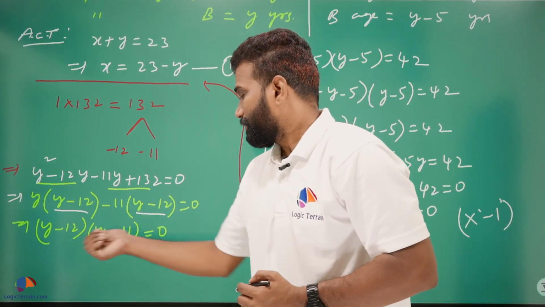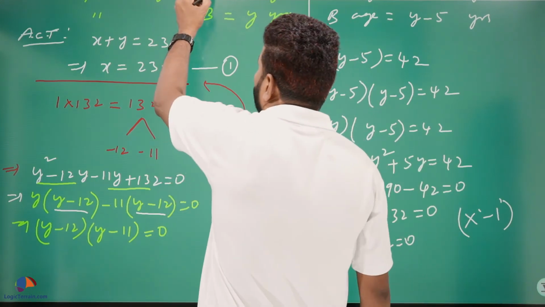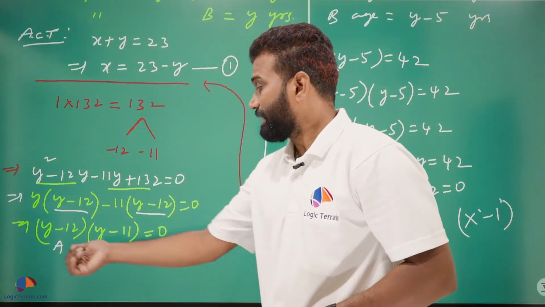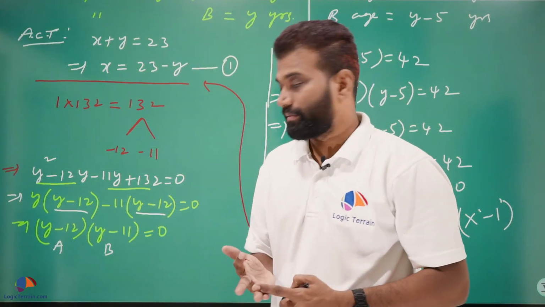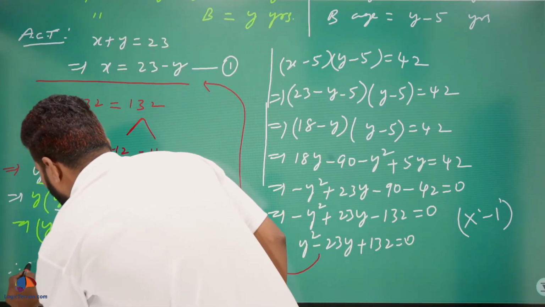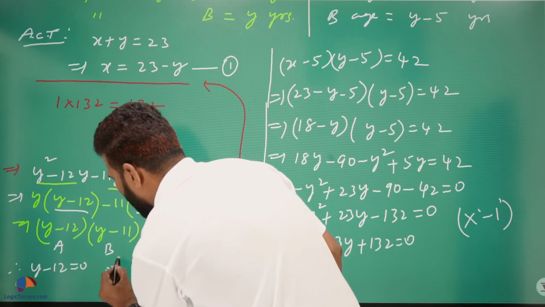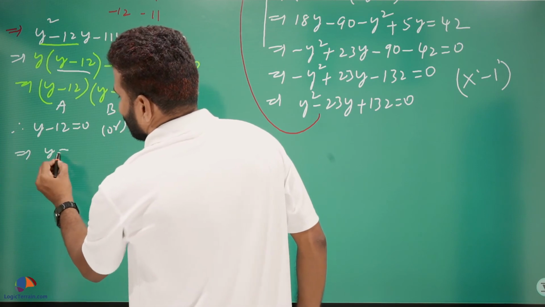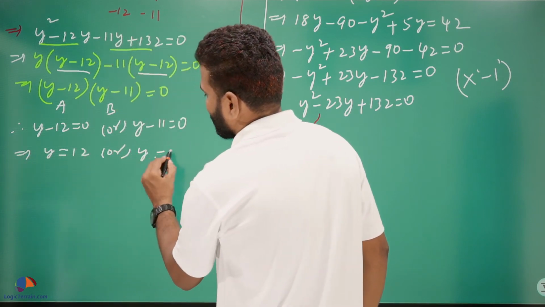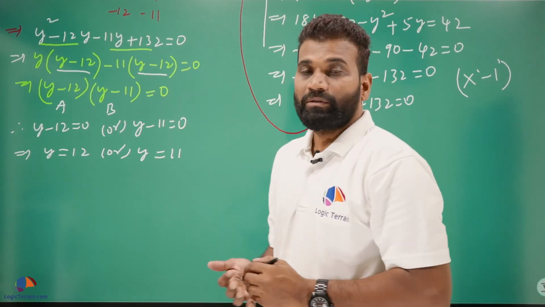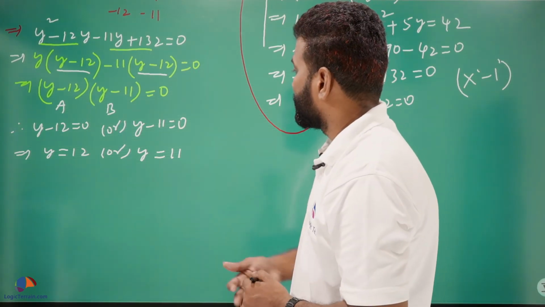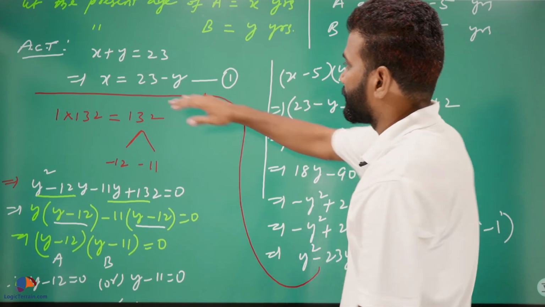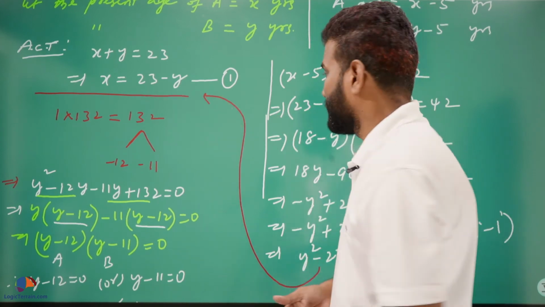When the product of any two numbers is 0, let us say this is a, this is b. When a into b is equal to 0, then any one must be 0: either a must be 0 or b must be 0. In a similar way, therefore Y minus 12 is equal to 0 or Y minus 11 is equal to 0. So further, Y is equal to 12 or Y is equal to 11. So we got the Y values. Then by substituting these Y values in equation 1, we'll get X values as well.